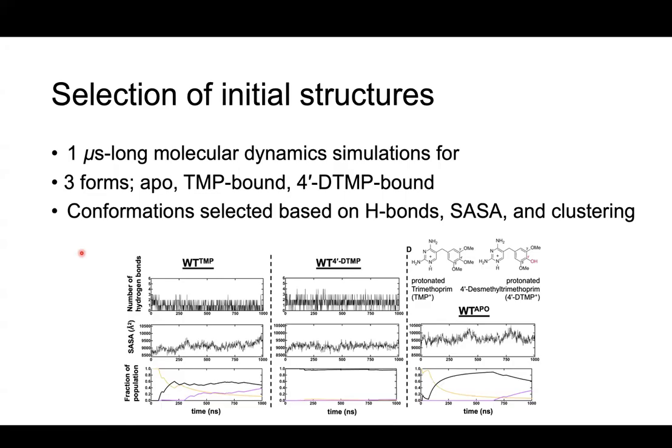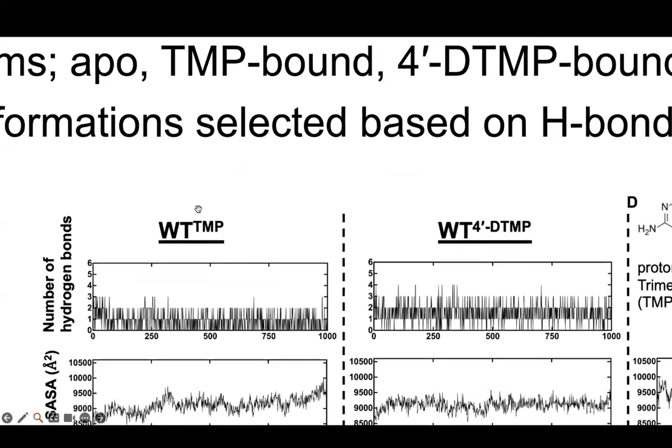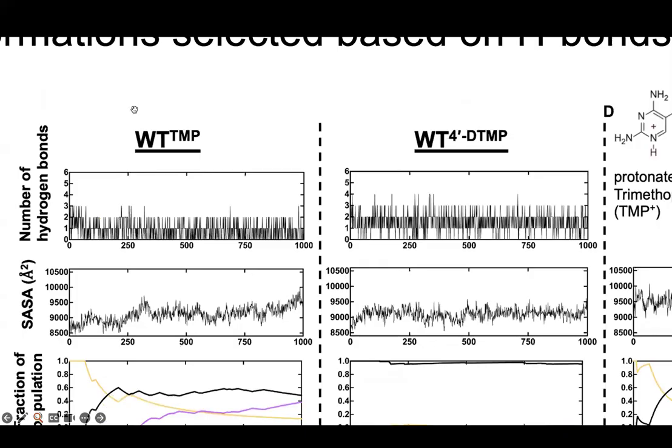So assessing drug binding by looking at the static structure only might be misleading, as we can see here. As you see, the TMP bound form fluctuates around 1 hydrogen bond, while the DTMP form has 2 hydrogen bonds and 3 hydrogen bonds through the MD trajectory.